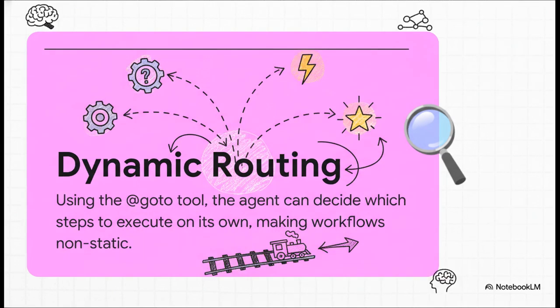Then we have dynamic routing. This is so cool. Using a simple command called @Godot, the agent can actually use logic to decide what to do next, all on its own. So think about it. Workflows aren't just a static one-way street anymore. It's not like a train stuck on a single track. Now, the AI can look at the situation and intelligently choose the best path forward.